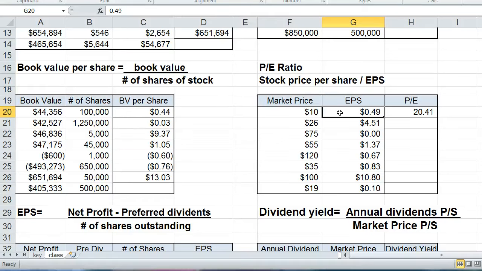Just like if you think about it in basic terms, if you paid $25,000 for a pizza restaurant and it makes $100,000 in earnings, then that's really good.